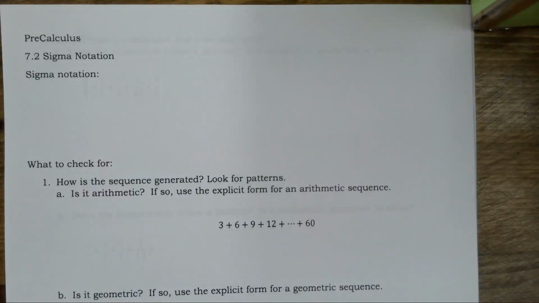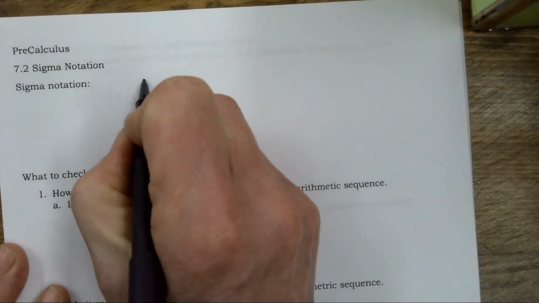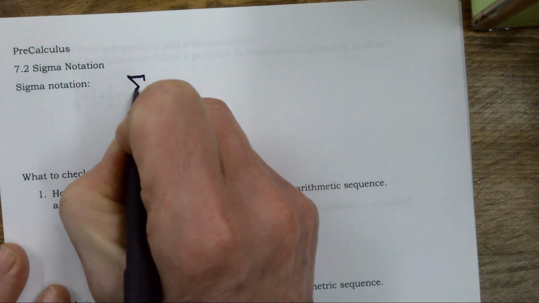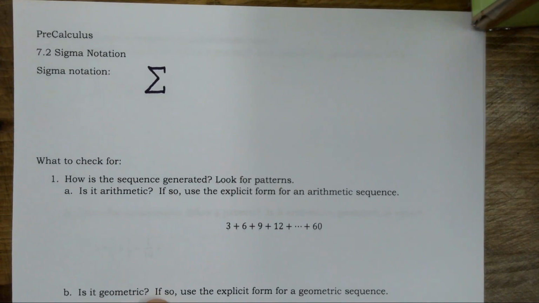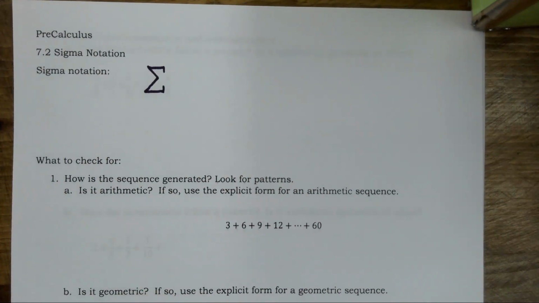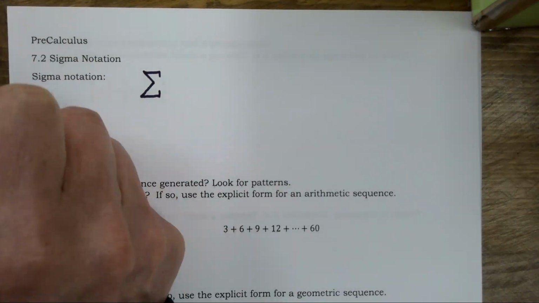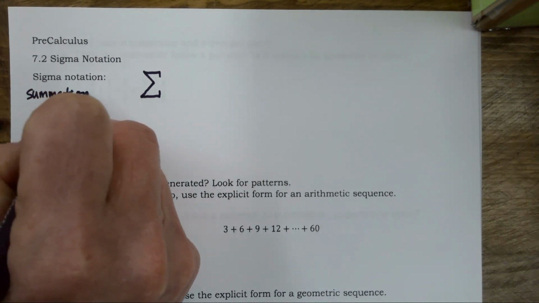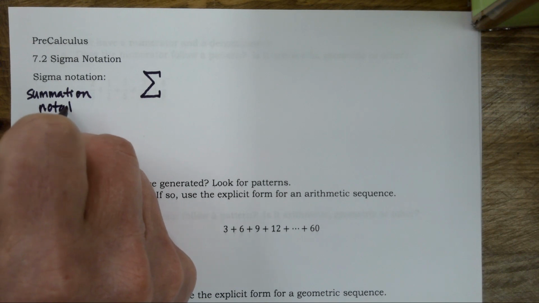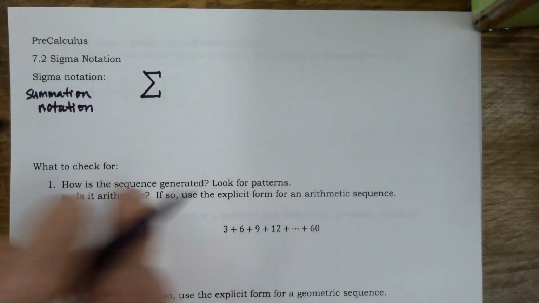Let's just go through the things we've talked about with sigma notation. First of all, if you take your time and draw it slow, it looks like that. It is the capital letter sigma in the Greek alphabet. It is also known as summation notation, and that's because it represents a series.